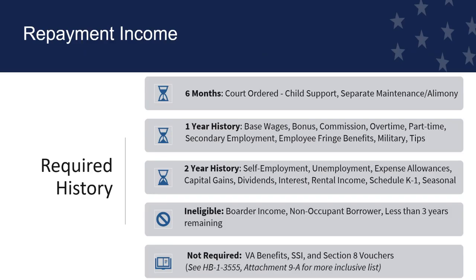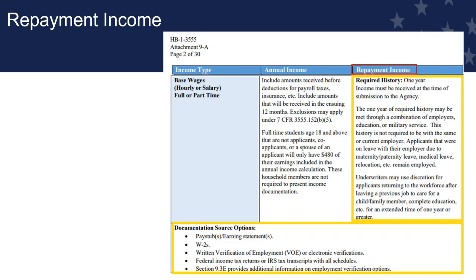Some income does not require historical receipt, such as VA benefits, Social Security income, and Section 8 vouchers. This income must be received at the time of submission to the agency. And just a reminder, as I pointed out earlier, the Attachment 9A clearly notes the required history for the different types of income sources. This snippet from the Attachment 9A draws attention to the repayment income section, explaining the repayment income in detail for this specific income type. And it provides the required history and indicates what documents are acceptable to support the income.